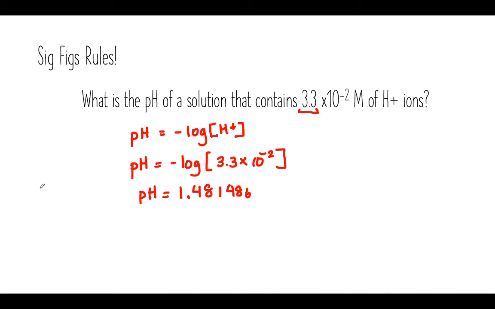So the number that I inputted into the log is 3.3. That has 2 sig figs. So my answer should have 2 decimal places. So pH is going to be equal to 1.48. Okay, and this is something that we have to keep in mind as we're doing the next few questions.